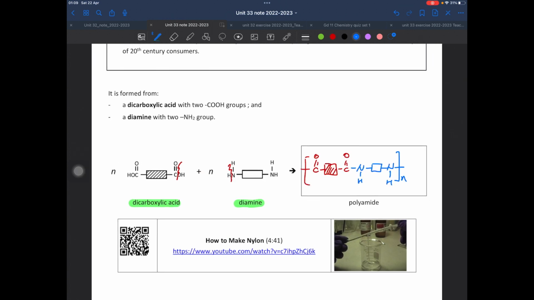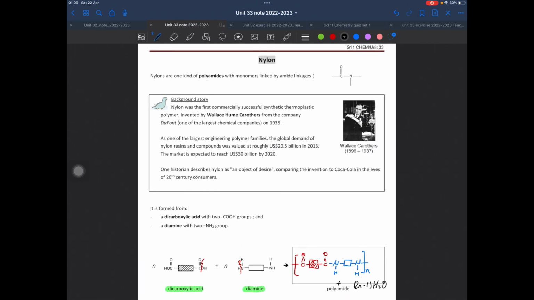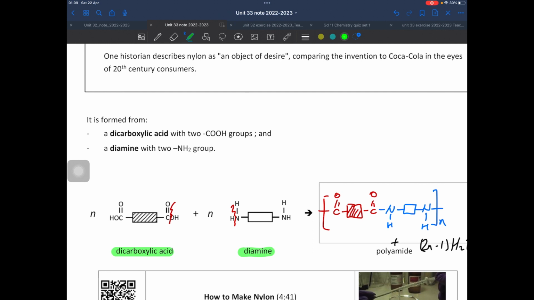Here shows this is a polyamide. So again, I use two different colors to illustrate how the monomers are allocated. And again, don't forget the water like this. So the result is a polyamide, or simply we give it a brand name called nylon. In order to form the polymer, they should have dicarboxylic acid and diamine.